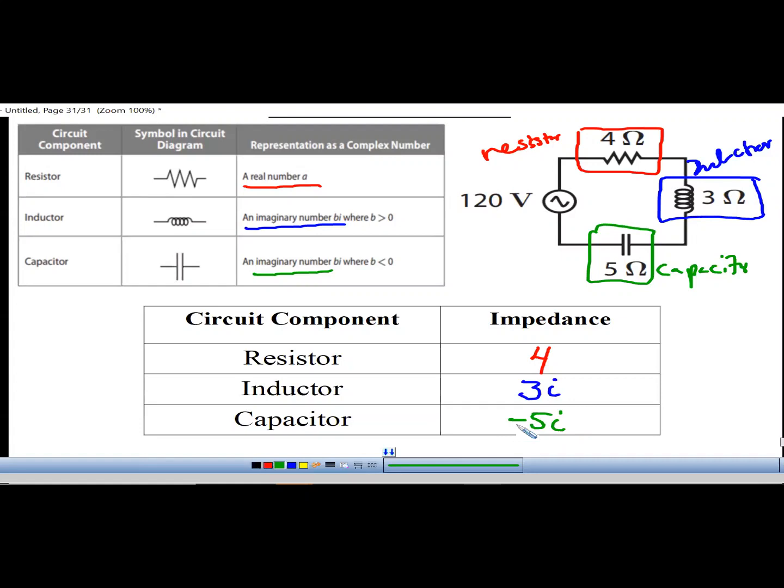Are we there so far? Yes? All right, show me your fingers. Yeah, so we know how to label the diagram. We know how to write our impedance. I'm going to give you one for you to do by yourself, okay? Here it goes.